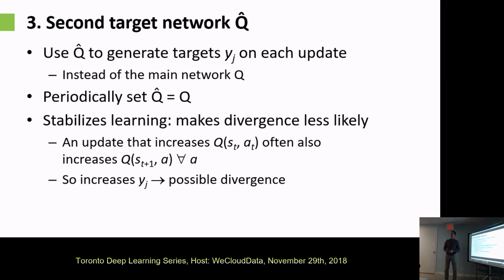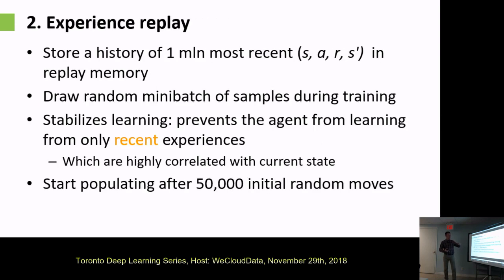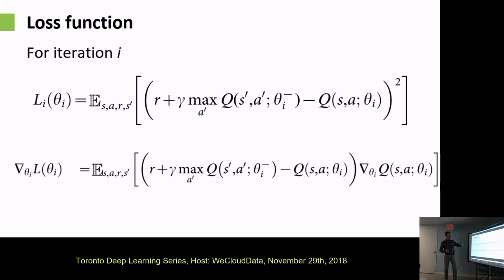So where does the theta bar come in? The theta bar, yes. This is the network that you use to generate the targets. Did you say what Y is? Yes, great question. The Y is the reward plus the discounted max Q from the target network. That's Y, that's your target that you're generating.